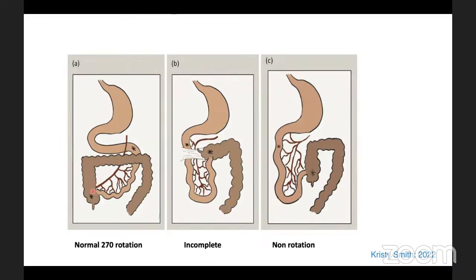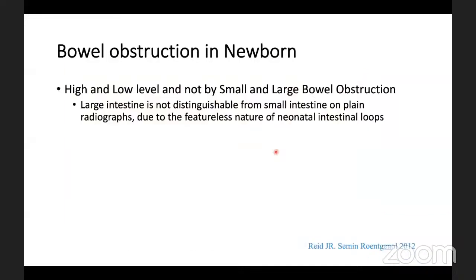This arrow points to the cecum, this is the duodenojejunal flexure, and this is the superior mesenteric artery supplying the small intestine and the colon. If there is incomplete rotation, you can see the cecum is not in the proper position, and the DJ flexure is also abnormal, and there is a band which is compressing the intestine. And if there is non-rotation, you can see a picture something like this.